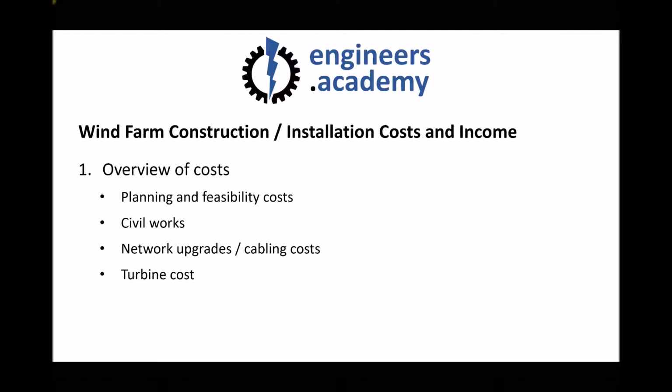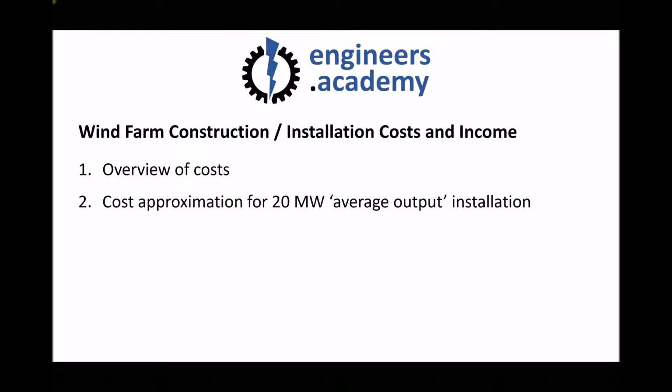One of the things that should be evident is that there's a huge amount of variability in what the overall cost for a wind farm could be. There's lots of different elements, and these elements can vary from project to project. So all we can do in order to make a relatively realistic approximation is to look at average data. So we're going to make a cost approximation for a 20 megawatt average output installation, and we're going to do that by looking at average data.